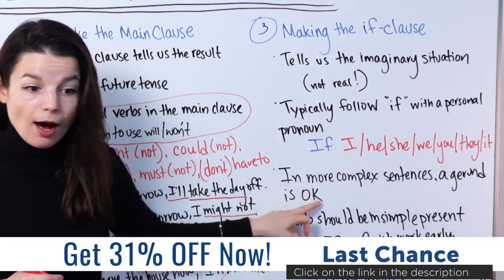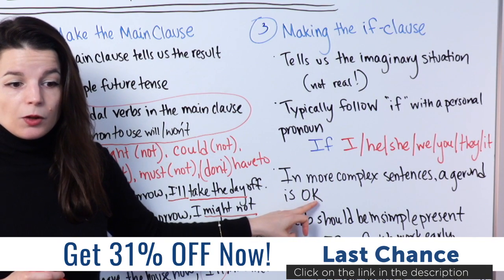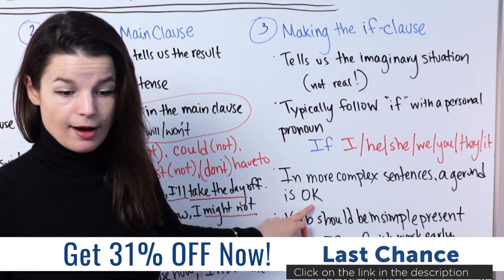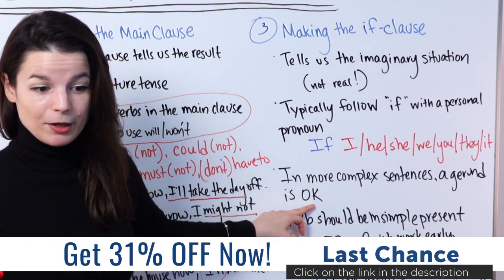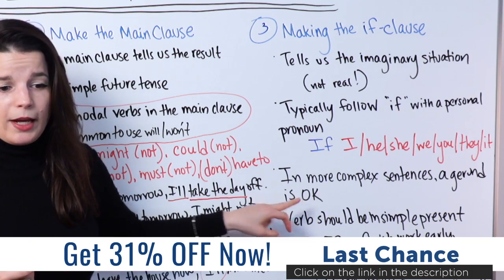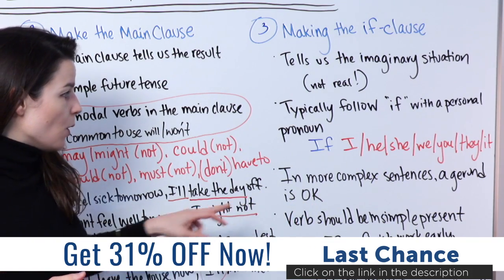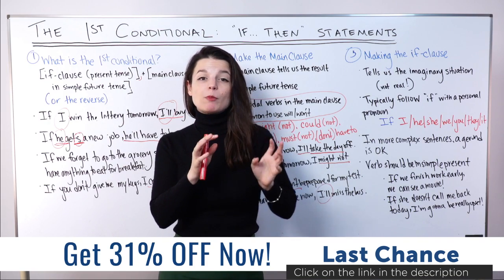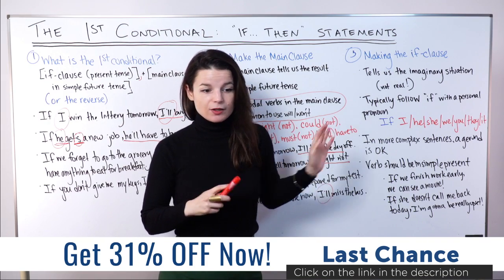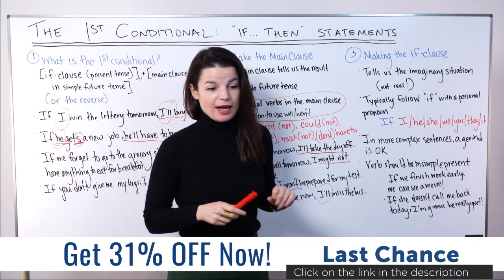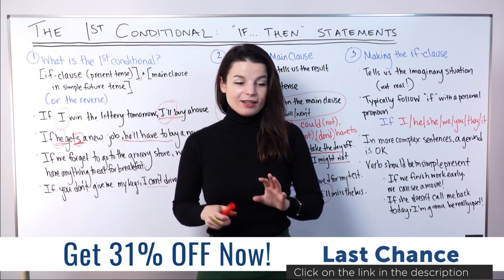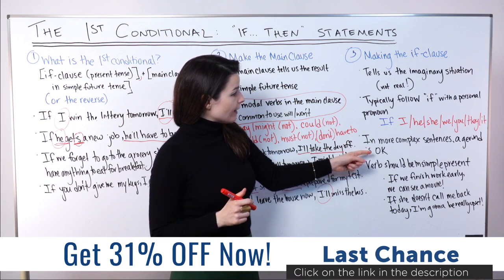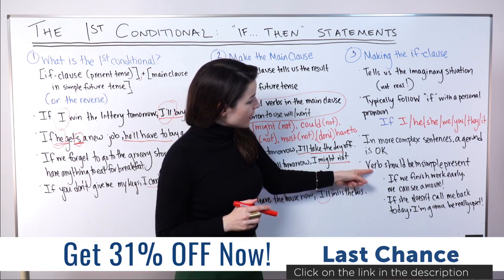In some more complex sentences, using a gerund is okay. For those of you who are familiar with more complex grammar, you can use a gerund. A gerund is the noun form of a verb that ends in ing. So there are some situations where you can use a gerund here, but again, it's a slightly more complex grammar point. Let's look at a couple more points here.